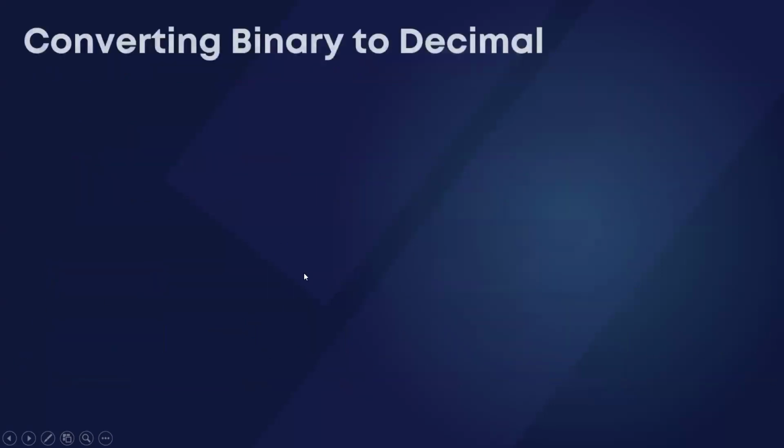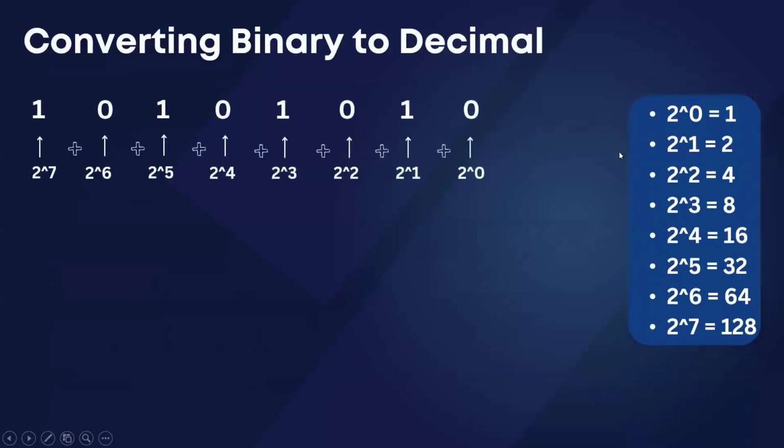So to calculate this, let me write down the values for these numbers first. Anything to the power 0 is always equal to 1. So 2 power 0 is 1. 2 power 1 is 2. 2 power 2 is 2 into 2, that's 4. 2 power 3 is 2 into 2 into 2, 3 times, that's 8. 2 power 4 is 2 into 2 into 2 into 2, 4 times, that's 16. 2 power 5 is 32. 2 power 6 is 64. And 2 power 7 is 128.